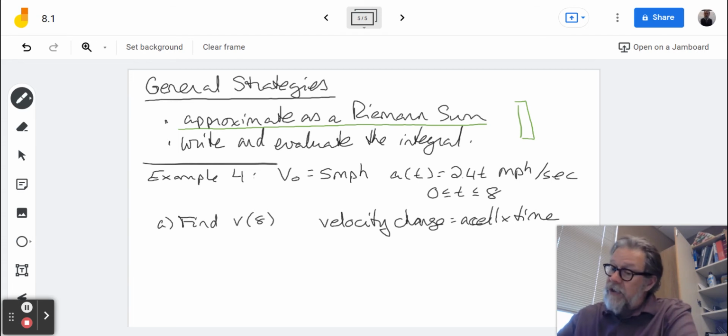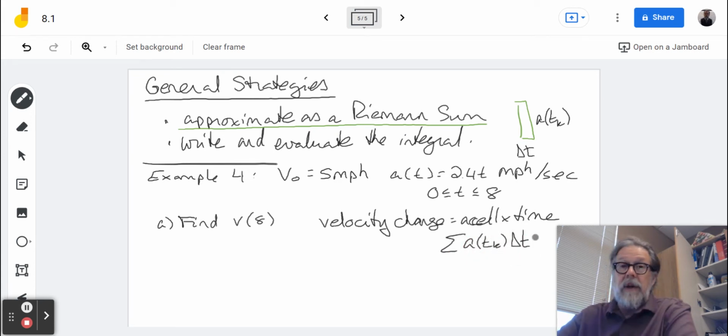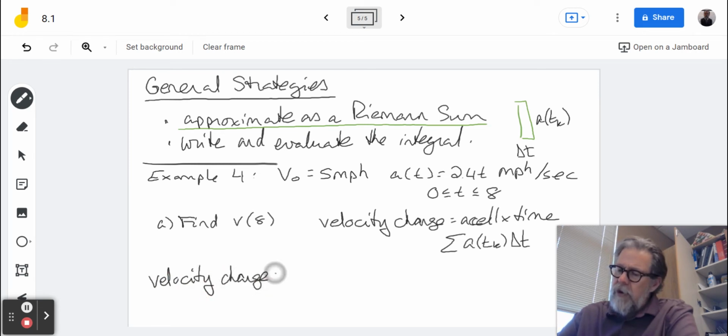So when I look at this, I think, well, acceleration is the height of my function. The amount of time I was at that particular acceleration is delta t, which means that this will be the sum of my accelerations times my delta times, which means that my velocity change from 0 to 8 will be the integral from 0 to 8 of a of t dt.